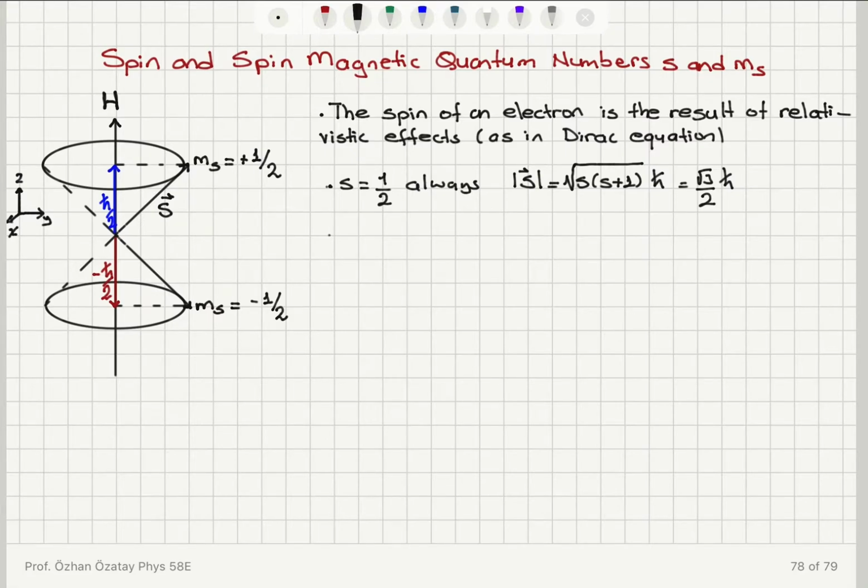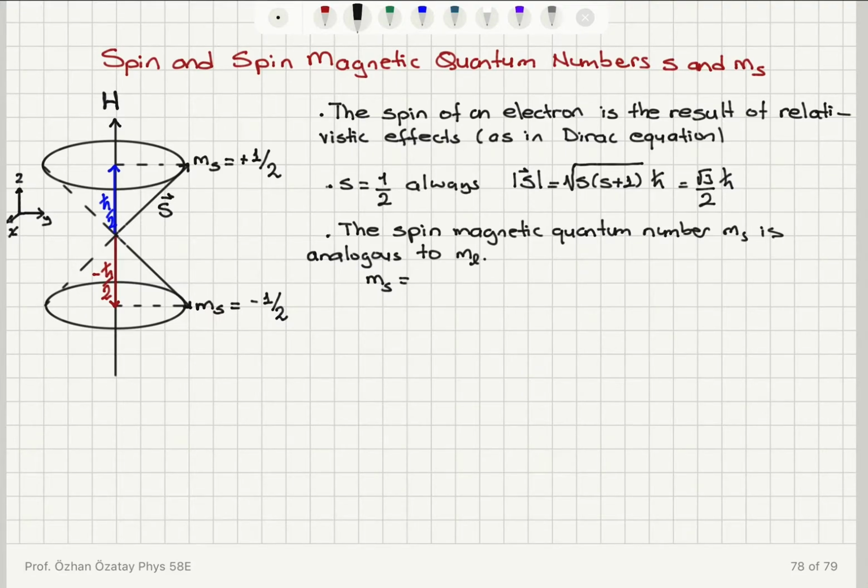On the other hand, the spin magnetic quantum number m sub s is analogous to m sub l, the magnetic quantum number, in the sense that m sub s can take values between minus S and plus S, so it is either minus 1 over 2 or plus 1 over 2. So it can take two values.